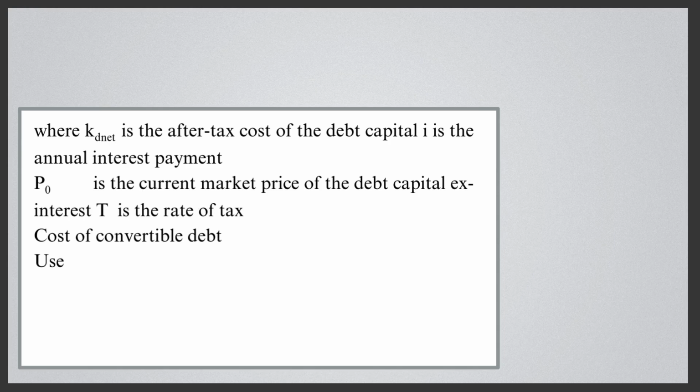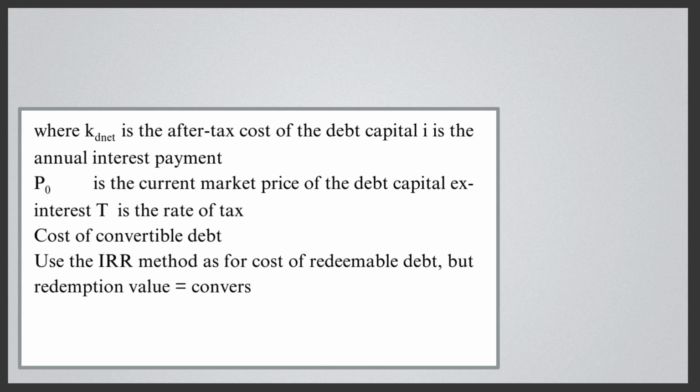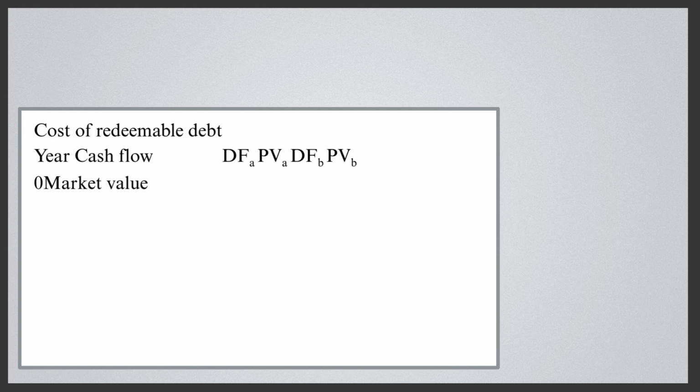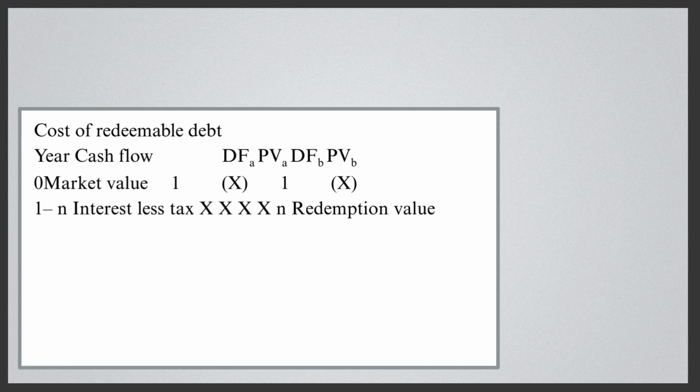Cost of convertible debt. Use the IRR method as for cost of redeemable debt, but redemption value equals conversion value. Cost of redeemable debt. Year, cash flow, DFA, PVA, DFB, PVB. Year 0: market value. Years 1 to N: interest less tax. Year N: redemption value.